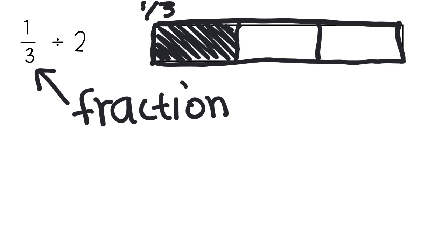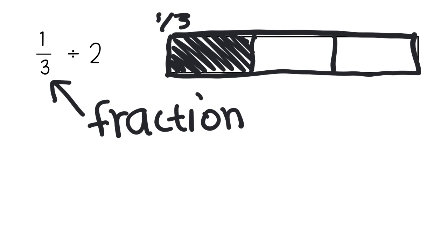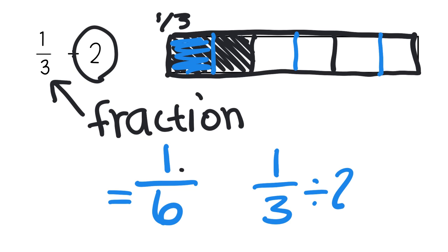Now we're dividing this 1/3 into 2 equal pieces. Split 1/3 into 2 equal pieces. How many equal pieces do I have? 6. How many is one of them? 1/6. 1/3 divided by 2 equals 1/6.